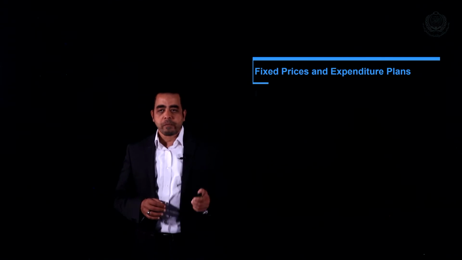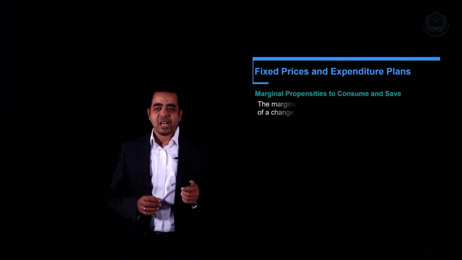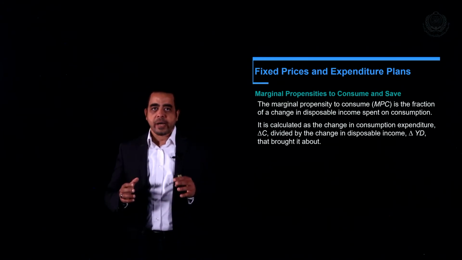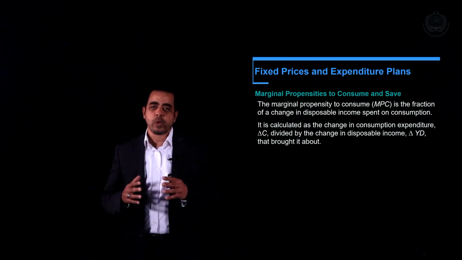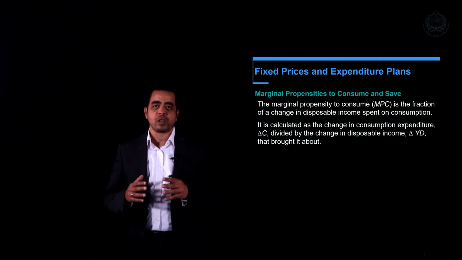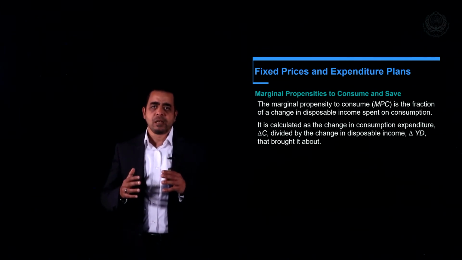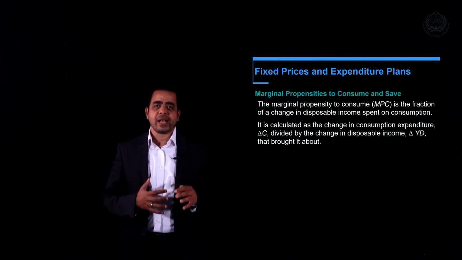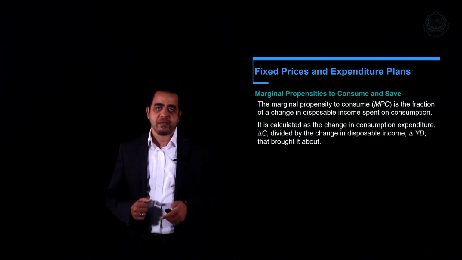Okay, let's continue with our function. Now we try to get deeper into our consumption function, which we know is positively related to disposable income. And the question is, if my income is to increase by 1%, what would be the effect on my consumption and on my savings?